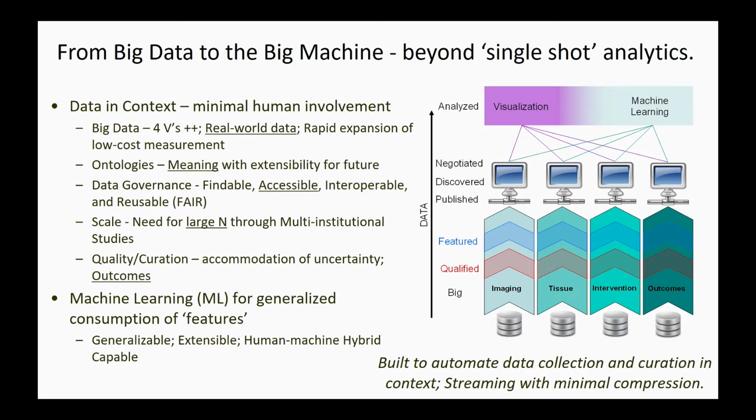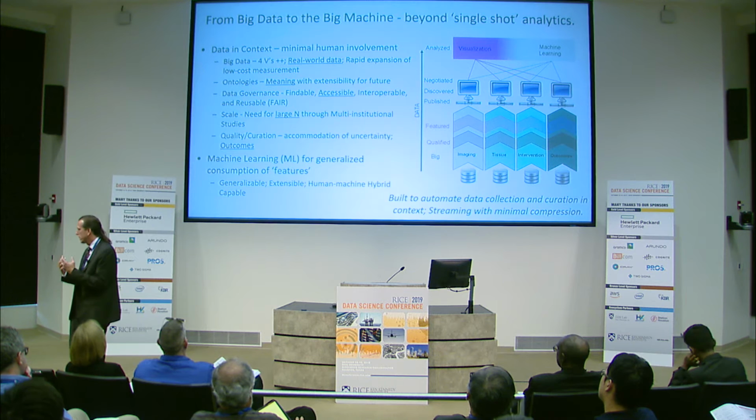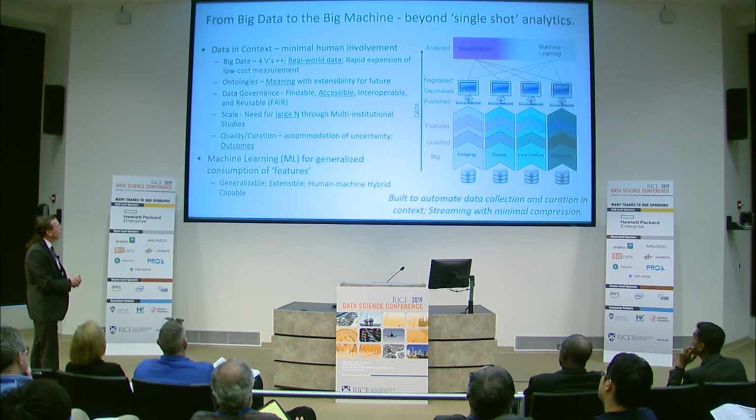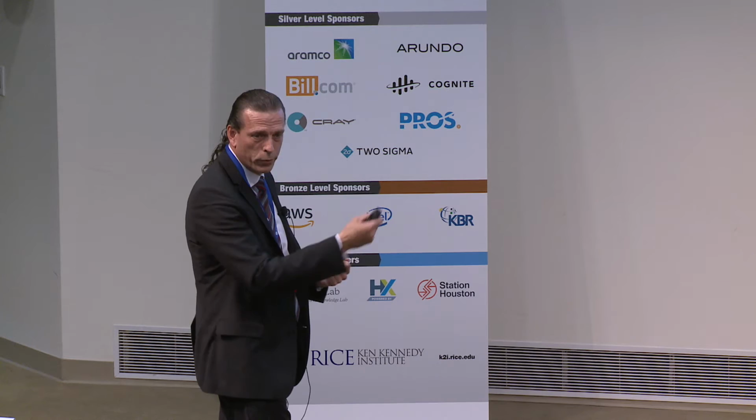It has to handle the four Vs, has to support real-world data, has to deal with the rapid expansion of low-cost measurements. We have to have the capacity to deal with meaning, machines that can understand meaning, capturing data, putting it in a framework so meaning is understood. We have to govern the data. We can't have little silos of protected information. We have to have an understanding of how to govern that information. It needs to be scalable, and it has to have high quality, and you have to actually get the outcomes data at the end, otherwise the features don't predict anything of relevance.